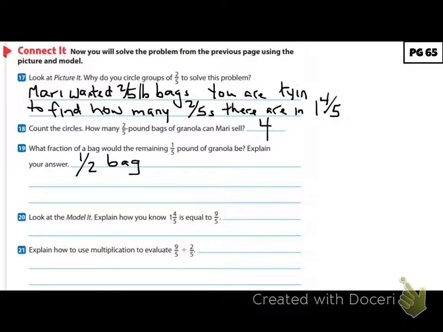20. Look at the model it. Explain how you know 1 4/5 is equal to 9/5. Well, 1 4/5 is the same as 5/5 plus 4/5. Okay, and 5/5 plus 4/5 is 9/5. This equals 9/5.